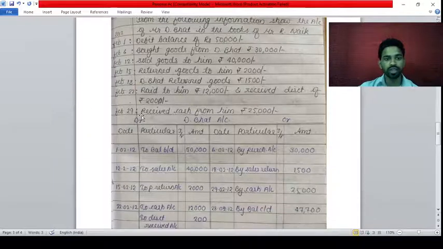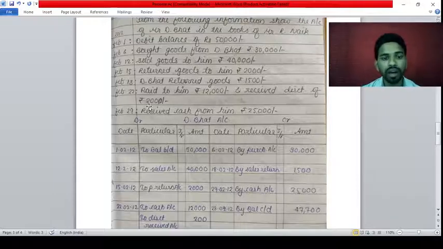Next, on 22nd, paid to him rupees 12,000 and received a discount of rupees 200. So the business paid rupees 12,000 to him and received a discount of rupees 200. It means what? It is a compound journal entry.